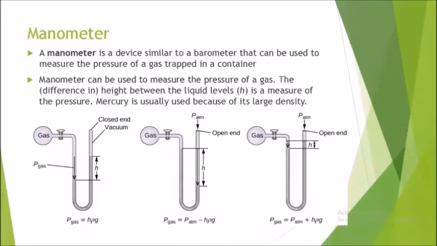For example, a manometer is a device similar to the barometer that can be used to measure the pressure of gas trapped in a container. We want to see the pressure of this gas. The rise of the fluid from here to here shows the value of h exerted by the gas. So we calculate rho g h here, where rho is the density of the fluid, g is 9.81, and h is the height of the fluid in the closed vacuum.